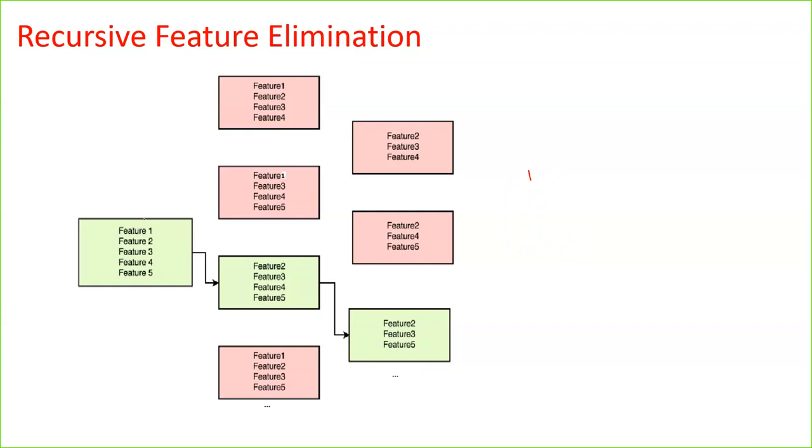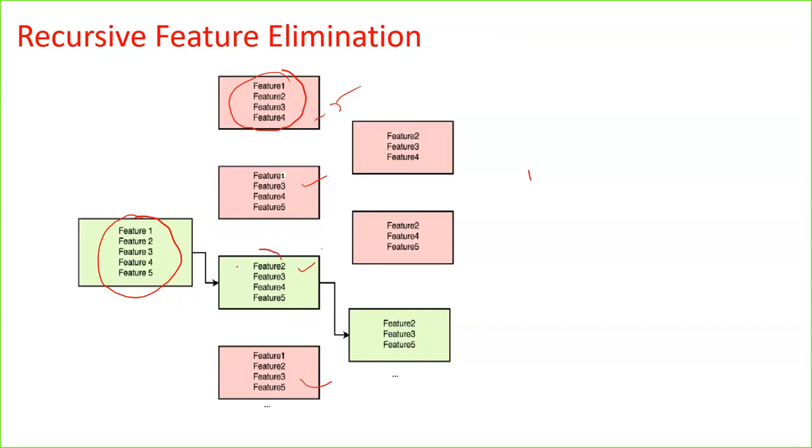So here, initially we start with all the features 1, 2, 3, 4, 5, fine, and we evaluate the performance. Eliminate one feature at a time and then evaluate the learning algorithm performance with respect to the rest of the features. So here 5 is eliminated, here 2 is eliminated, here 1 is eliminated, here 4 is eliminated. So we are eliminating one feature at a time and evaluating the learning algorithm performance, right? So select the best subset that maximizes the performance, right?